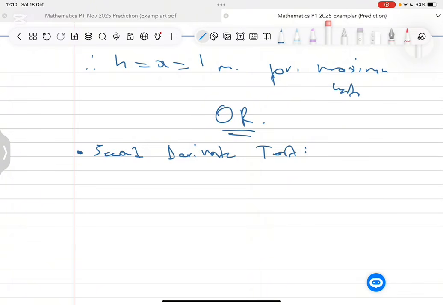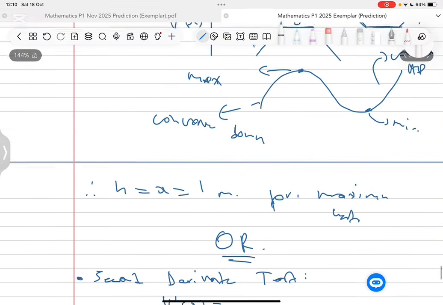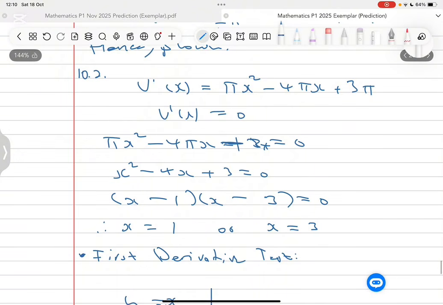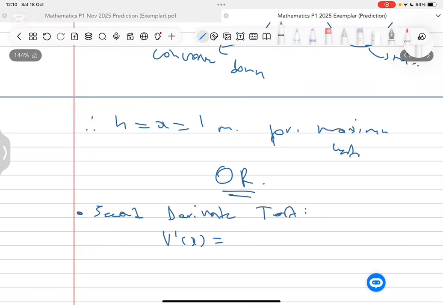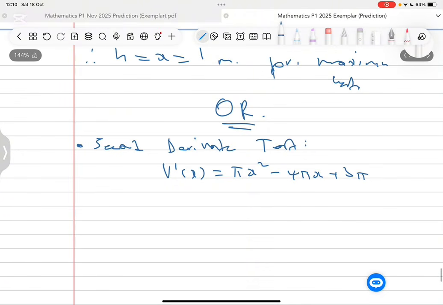Write this equation down so that I can do this derivative correctly. So I'm going to have here pi x squared minus 4 pi x plus 3 pi. Then we are taking the second derivative. So this is going to be 2 pi x minus 4 pi, because the 3 pi here is a number. So the derivative of a number or a constant is 0.